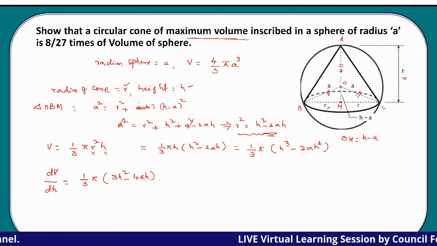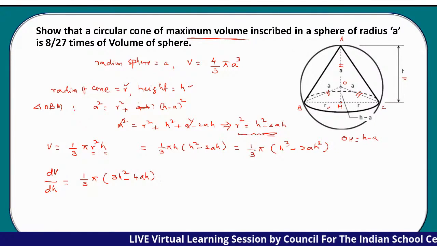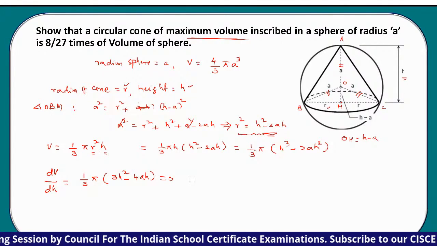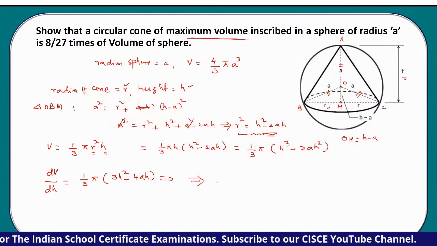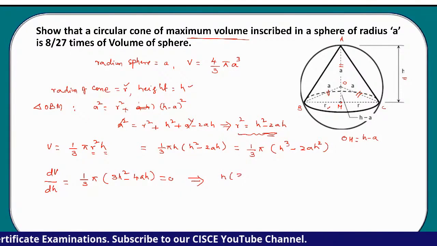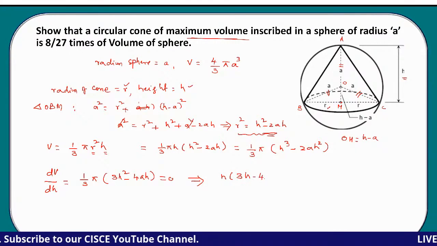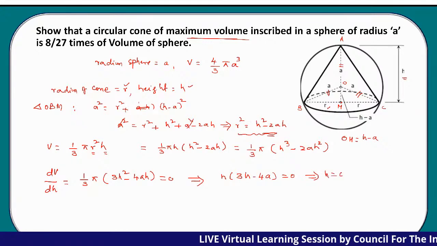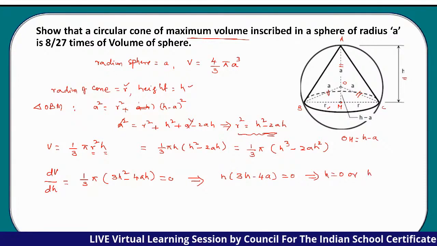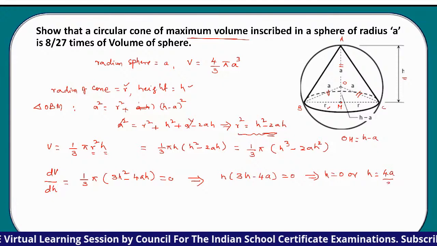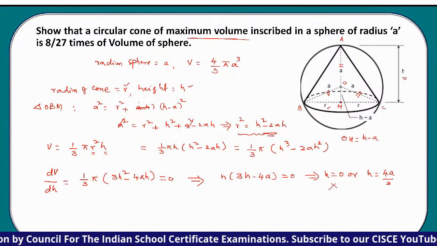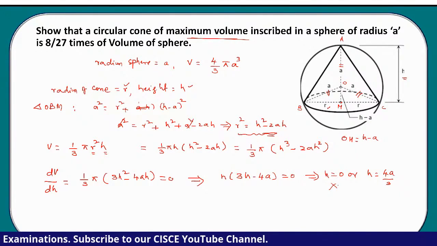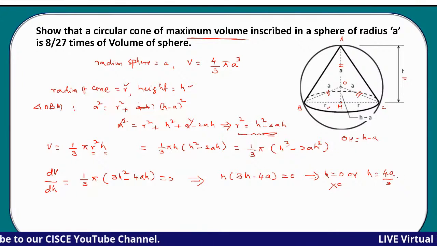And after differentiating, what do we need to do? We need to equate to 0. When you equate to 0, if you take H common, 3H minus 4A equal to 0. It implies that H equal to 0 or H equal to 4A by 3. H equal to 0 is not possible. When H equal to 0, you cannot form a cone. So this is the absurd solution. You can ignore it. Now H equal to 4A by 3.